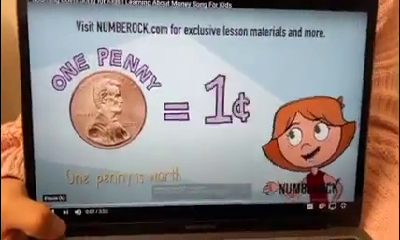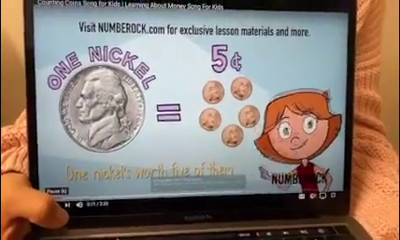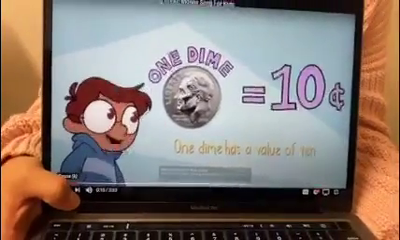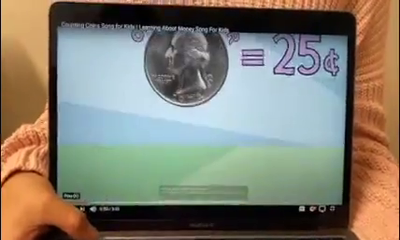1 penny is worth 1 cent. 1 nickel's worth 5 cents. 1 dime has a value of 10. 1 quarter's worth 25 cents.